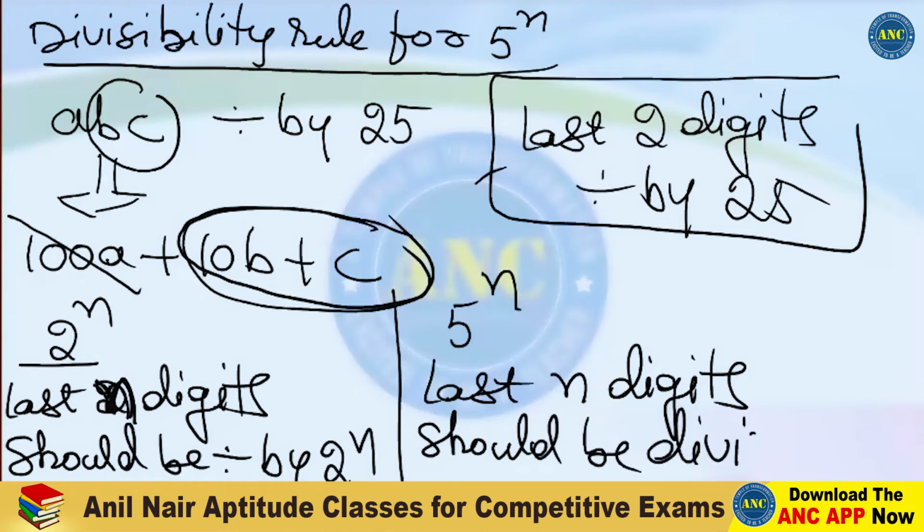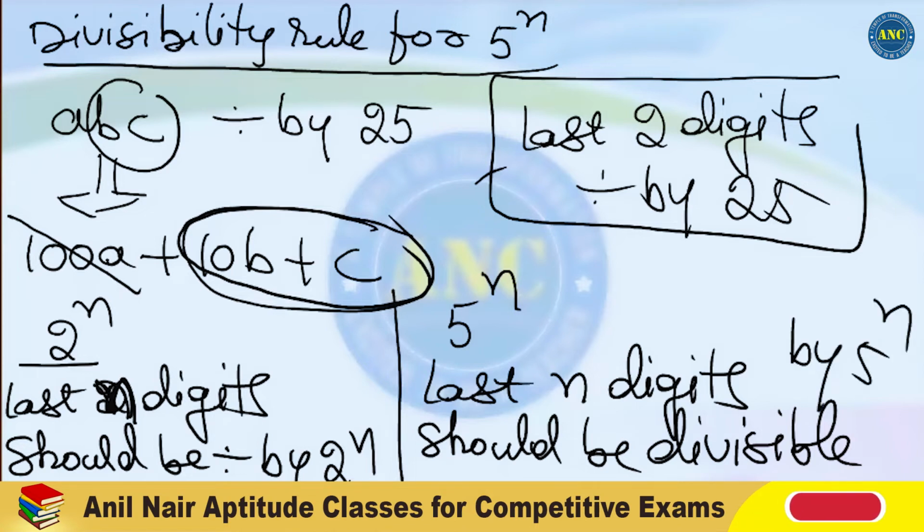There is no difference between the divisibility rule for 2 power n and 5 power n in terms of the face value. 5 power n means last 2 digits should be divisible by 25 if it is 5 square. Last 3 digits should be divisible by 125, it is 5 power 3. Last 2 digits should be divisible by 4 if it is 2 square. Last 3 digits should be divisible by 8 if it is 2 power 3. I hope the concept is clear, right?